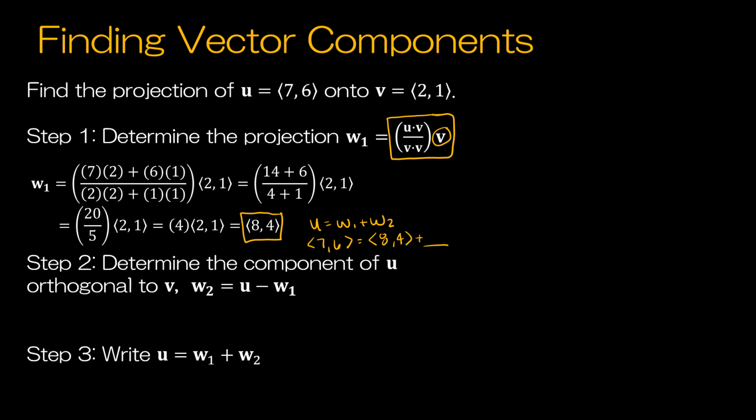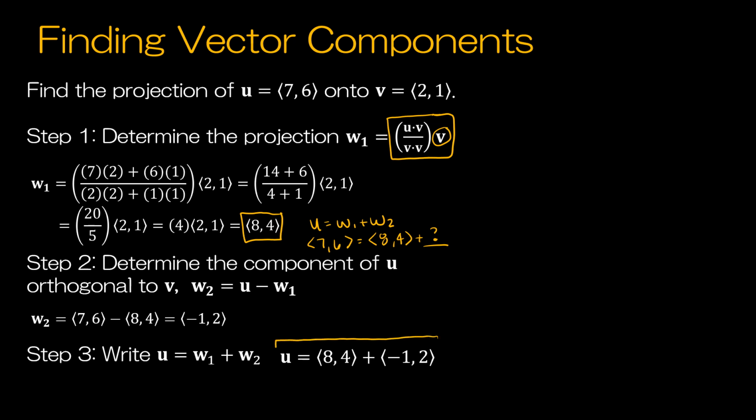Now W2 is pretty easy to find because I know that if this is my unknown, I can take 7, 6 minus 8, 4 to find that unknown, which is negative 1, 2. So 7, 6 minus 8, 4 is negative 1, 2. And this is the way that I'm going to write that projection.